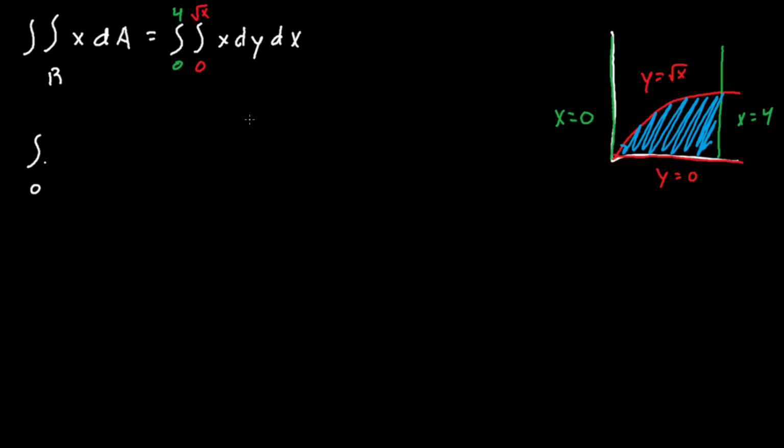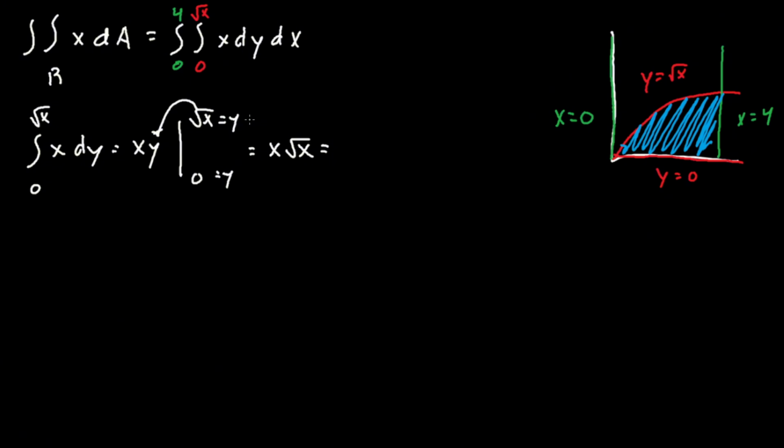First, let's integrate with respect to y. And since x is just treated as a constant inside of this integral, our integral turns out to be xy, from 0 to square root of x. We can plug in square root of x here, and you get x times the square root of x. And if you plug in 0 into y as well, you just get 0, so we'll ignore that. x square root of x is also x to the power of 3 over 2.